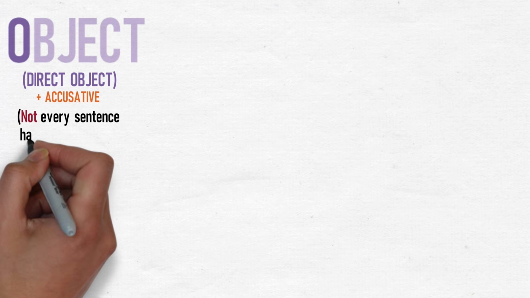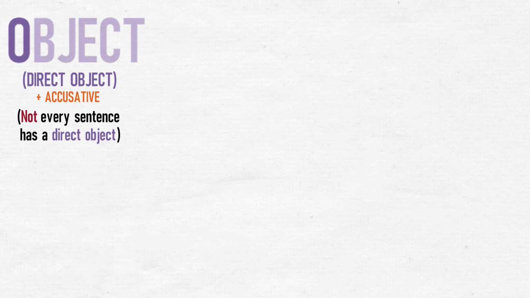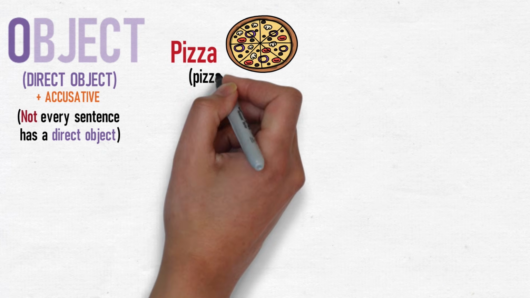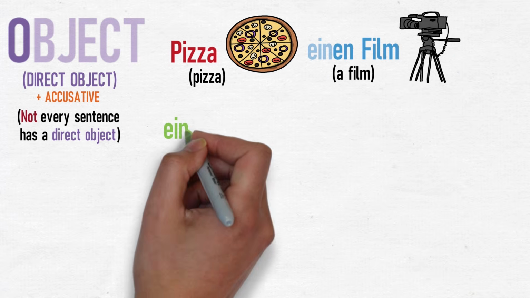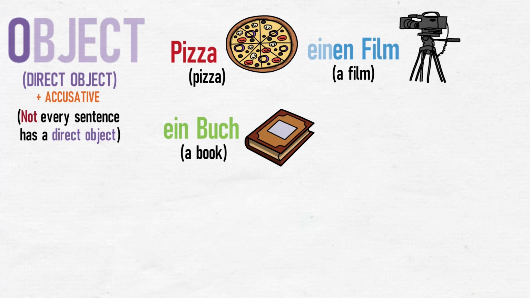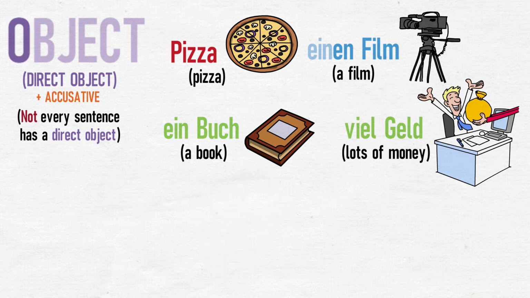Not every sentence will have a direct object, but those that do will have their direct object appear as the final piece of extra information in the middle of sentences. Direct objects may include things such as Pizza, pizza, einen Film, a film, ein Buch, a book, viel Geld, lots of money, etc.